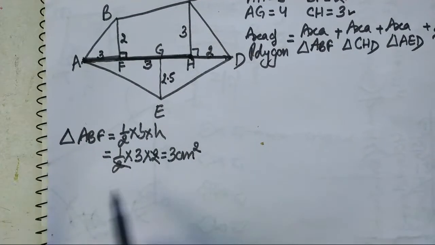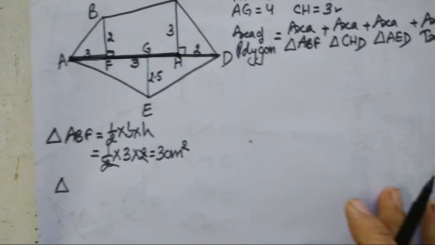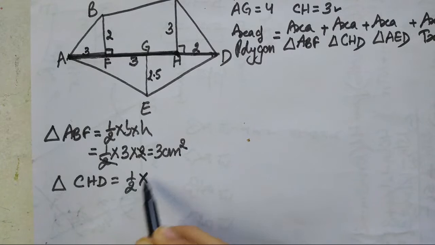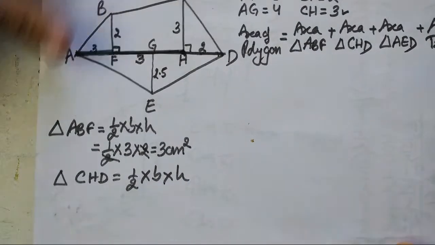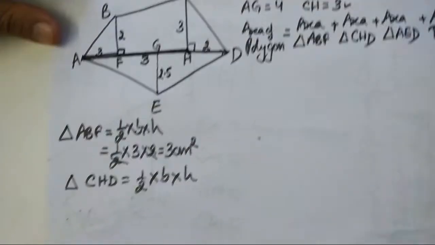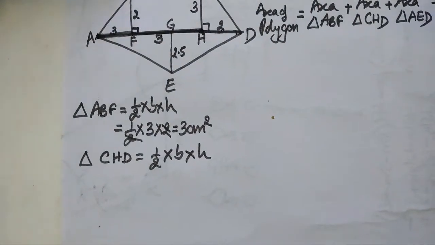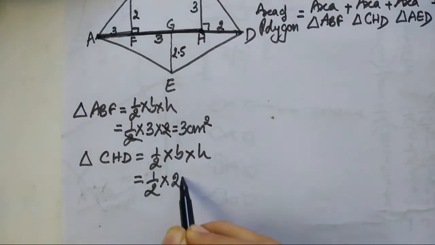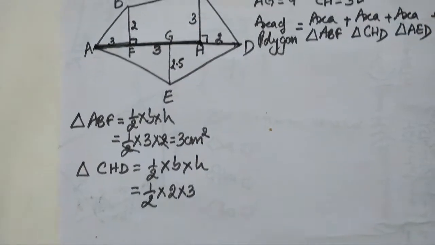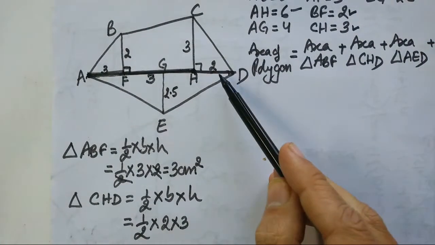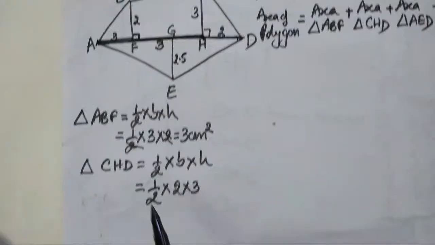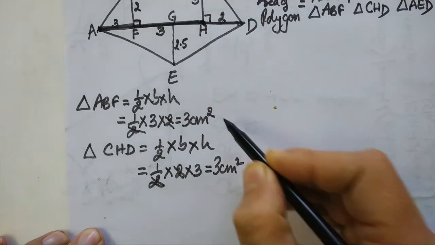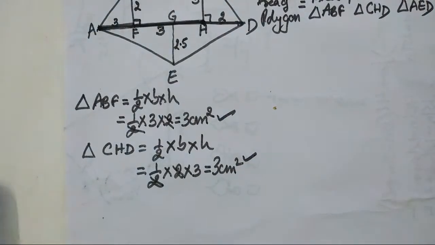Area of the next triangle. Next triangle is triangle CHD, which is again half into base into height. So area of the next figure, which is CHD, is equal to half into base into height, which will be half into base into 3. The next triangle, if you see, it also has base 2 and height is 3. So when I solve it, this also becomes 3 centimeter square. So I have got two answers of the two triangle.